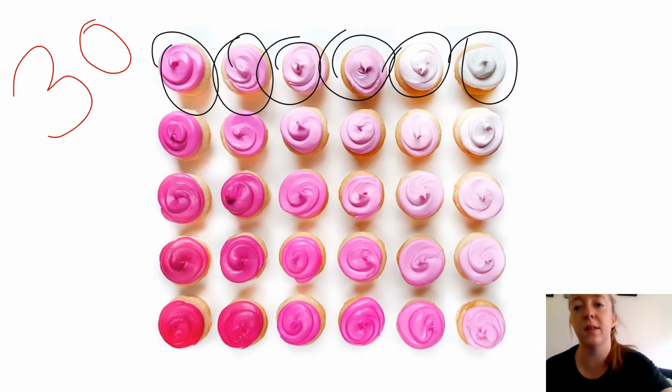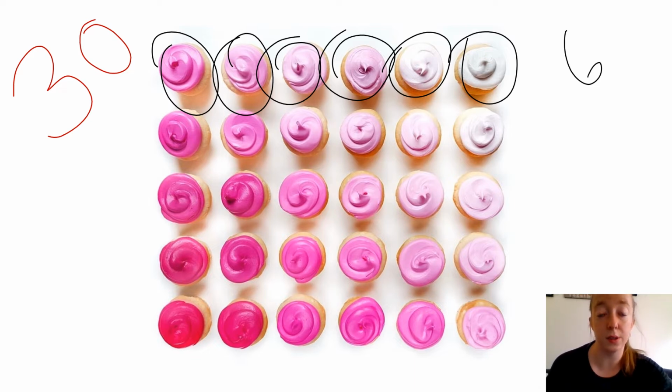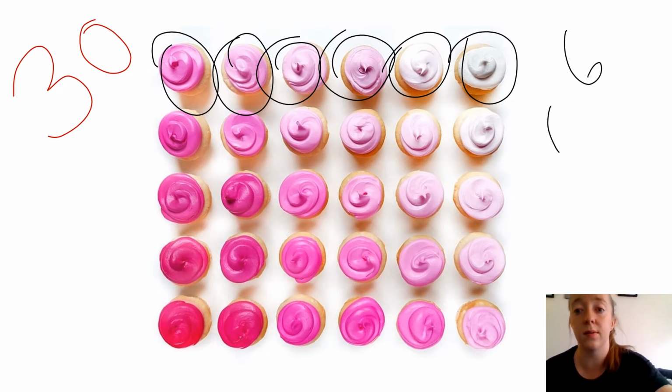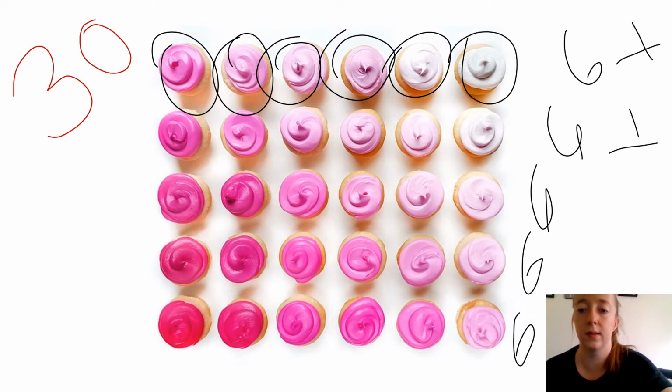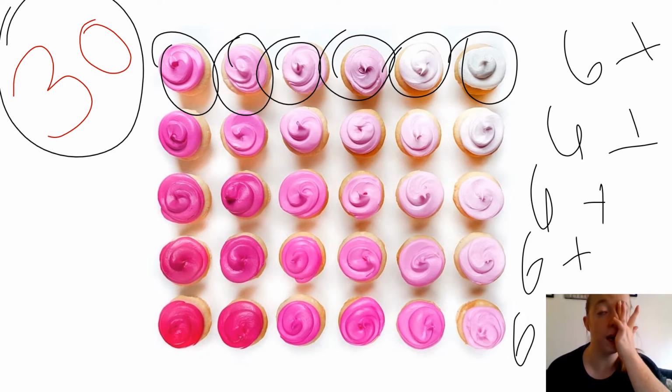So I noticed that there's 6 cupcakes on the top row. So I can assume that if there's 6 on the top, each row is going to have 6 cupcakes. So what is 6, 5 times? 6 plus 6 plus 6 plus 6 plus 6 equals 30 cupcakes.